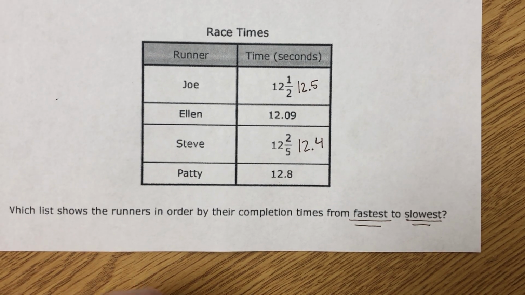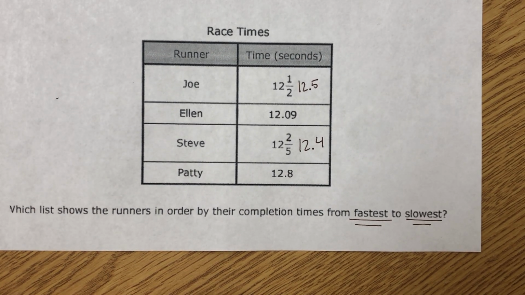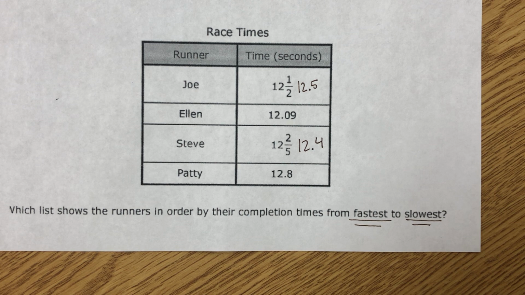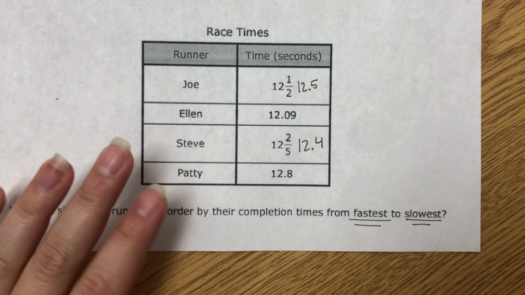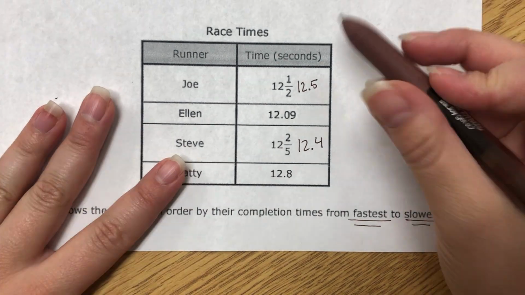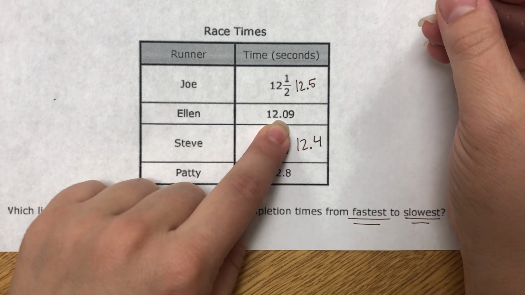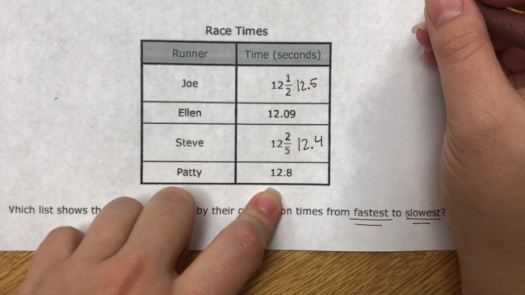So in order for us to find the fastest time, it's kind of tricky this way, because whenever you think fastest, you want to think the biggest, but it is not that way. When you're running a race, you are trying to beat everybody and be first and have the smallest time that it took you to get across the finish line. So let's look for the smallest decimal place. I have 12.09, 12.5, 12.4, and 12.8.